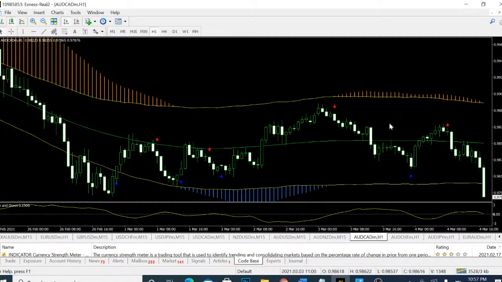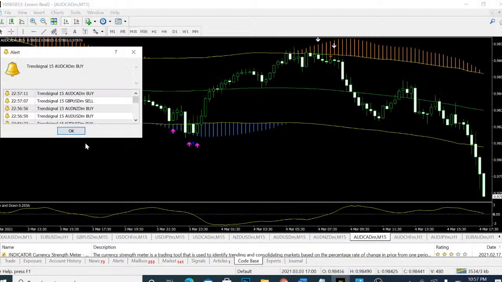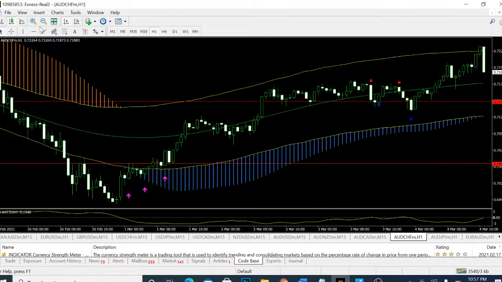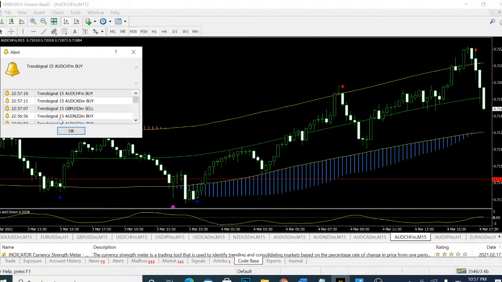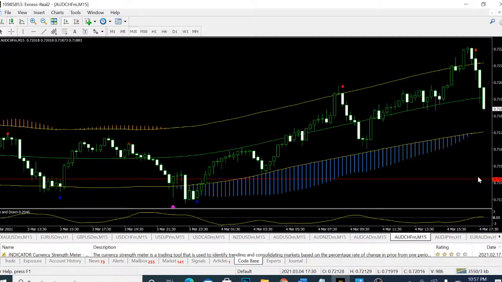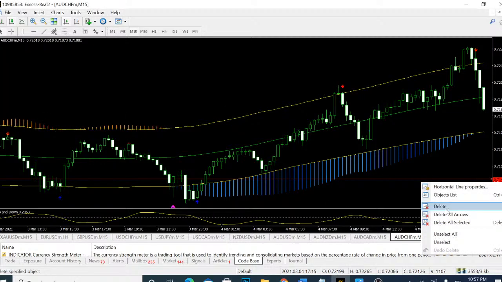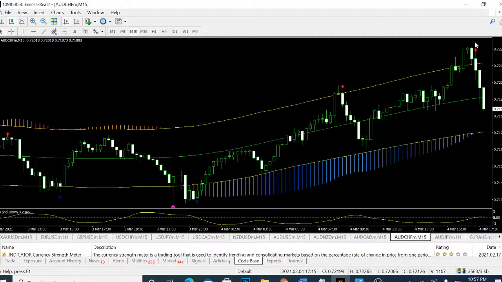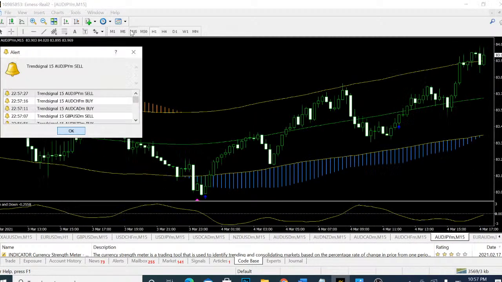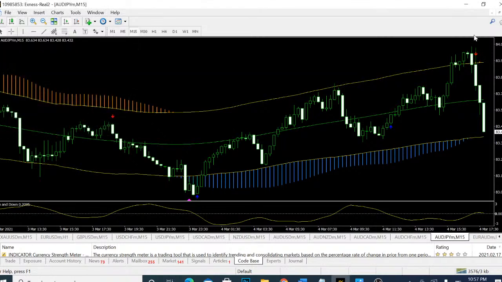Okay, the sell signal again came for Great Britain Pound USD. So right now I think there was some news, because we have seen a lot of volatility in the market. And even if you look at AUD CHF, the 15-minute signal was down, and the market is already down. And going here, you can see that this is going to go in the downward direction.